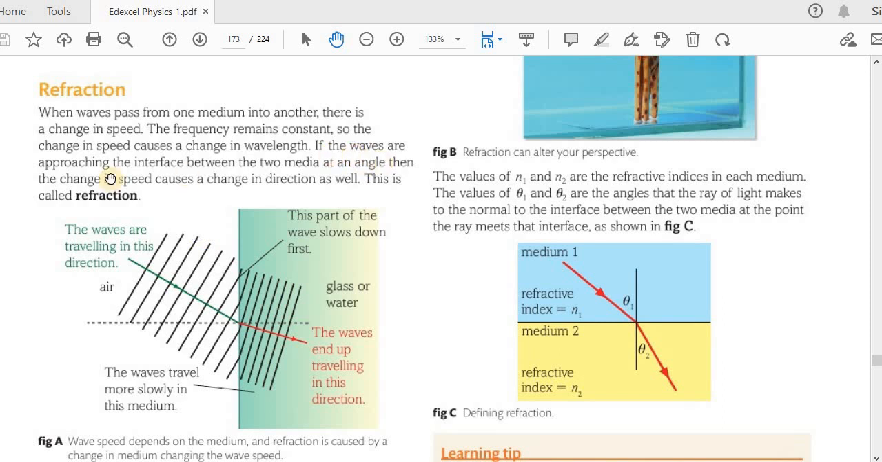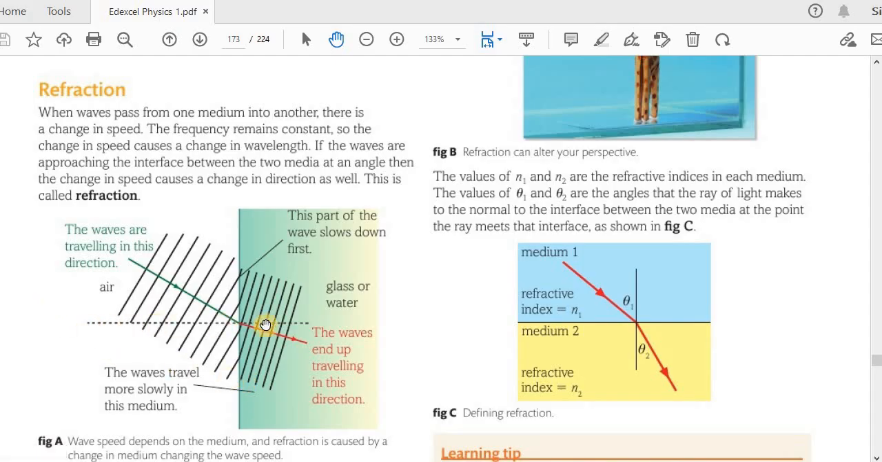So, if the waves are approaching the interface between two media at an angle, then the change in speed causes a change in direction as well. This is called refraction. One more thing I wanted to mention is, instead of coming at an angle, if it comes along this, this is called the normal. The normal is always perpendicular to the boundary, to the interface, to the surface. So interface, surface, boundary all mean the same thing.